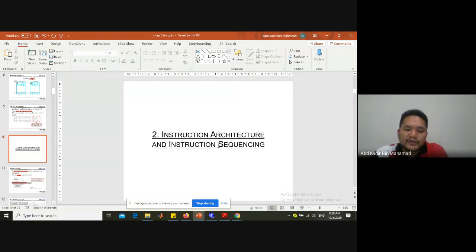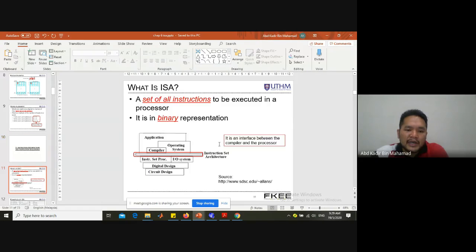Then instruction architecture and instruction sequencing. It's about ISA. What is ISA? Basically, ISA is a set of instructions to be executed in the processor, in binary representation. If you notice, ISA is like an interface between the compiler and the processor.